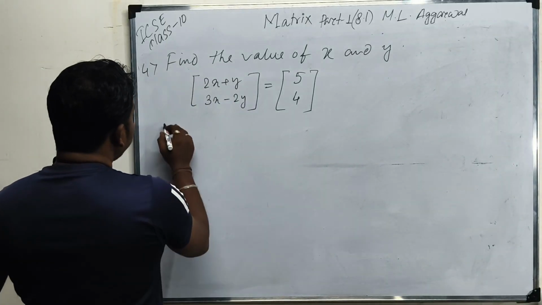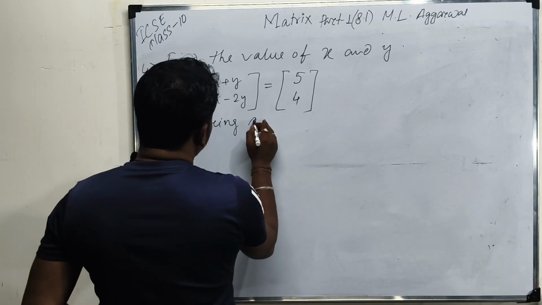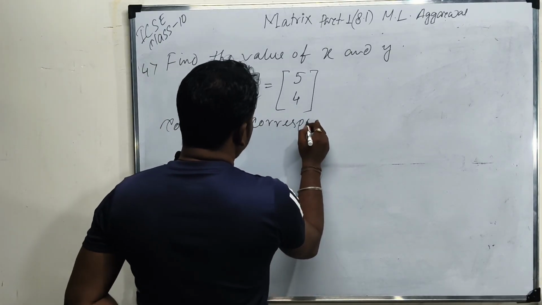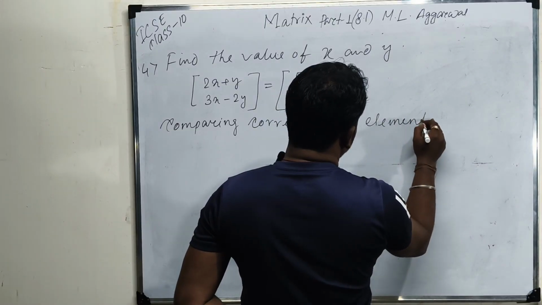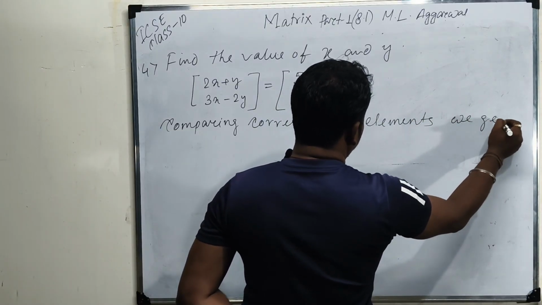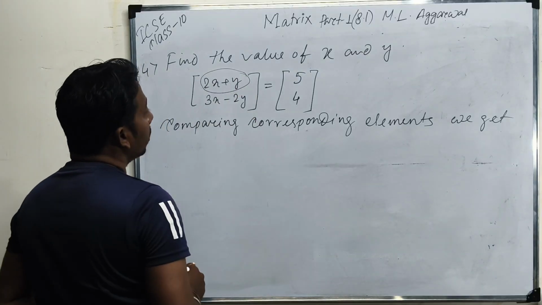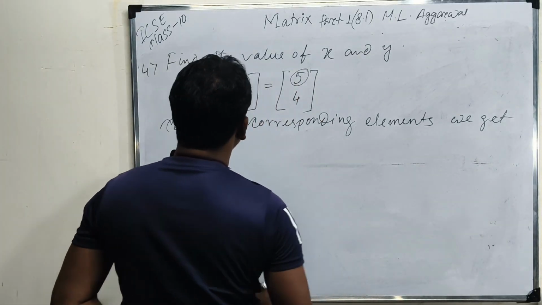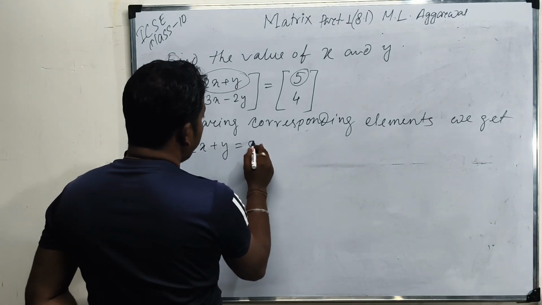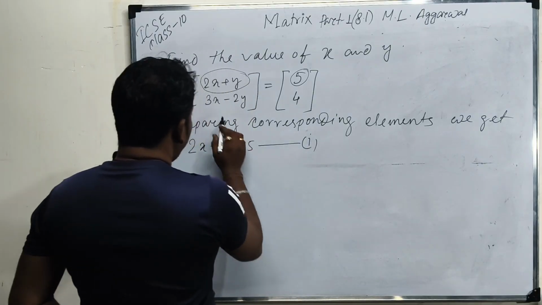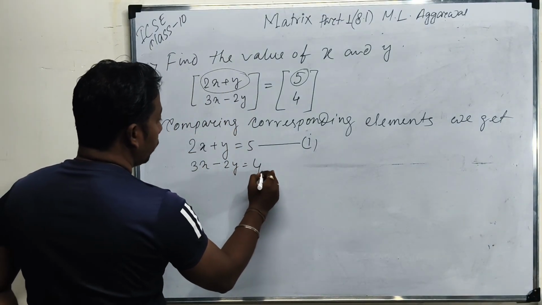Now, comparing corresponding elements, we get, this is the position of 1 1, and that is also the position of 1 1, that is 2x plus y is equal to 5, equation 1, and here also 3x minus 2y is equal to 4, equation 2.